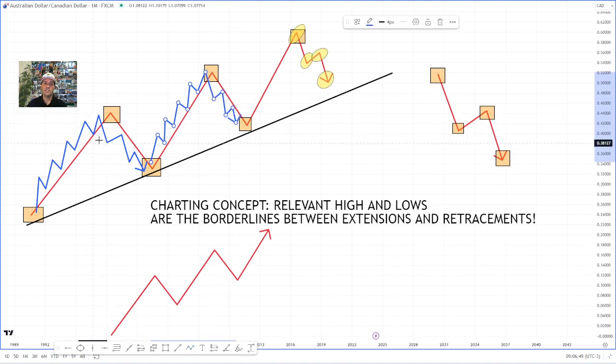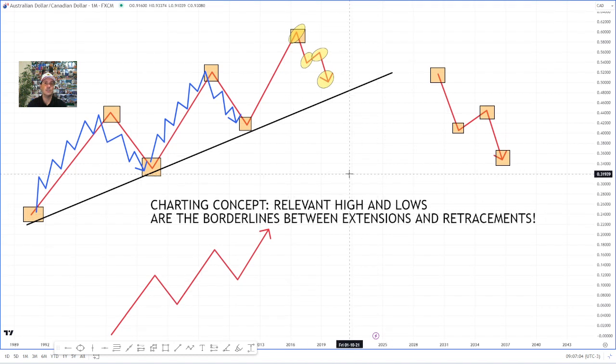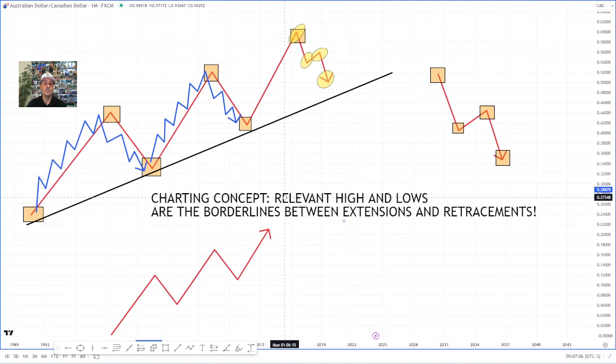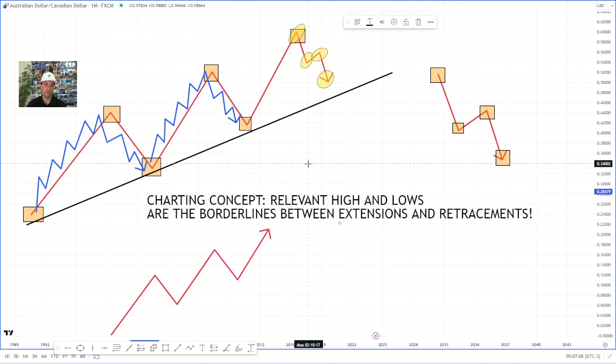Can you see it? The blue or the circle are the not relevant highs and lows. The rectangles are, because the relevant highs and lows are the borderlines between the extensions and retracements. I need you to learn this concept with the understanding when we go on the chart.